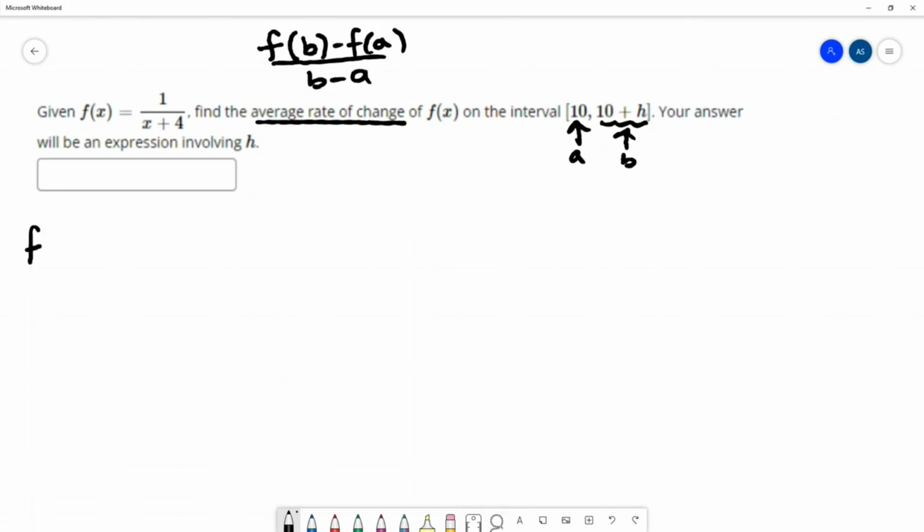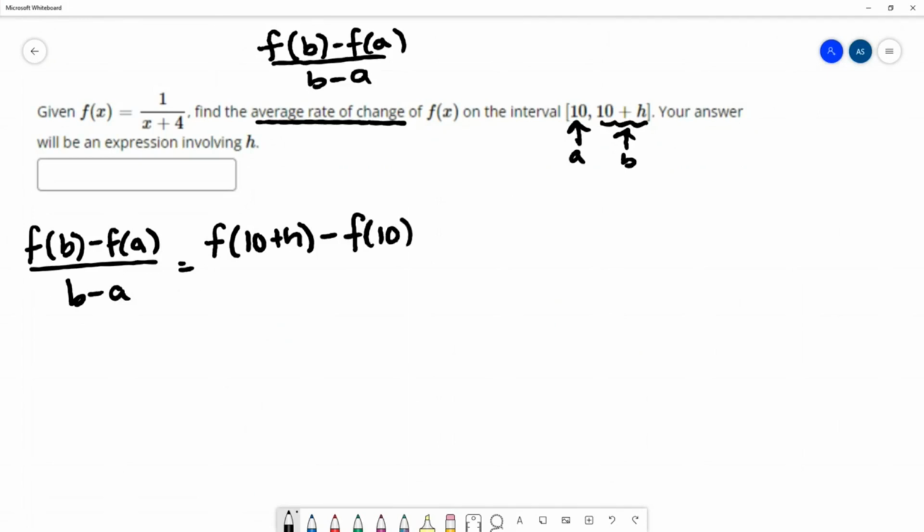So when we're calculating f of b minus f of a over b minus a, we'll need to substitute in the value of a and b. That'll give f of b, f of 10 plus h, minus f of 10 over 10 plus h minus 10. You can do a little simplifying in the denominator. 10 minus 10 cancels and we have just an h.